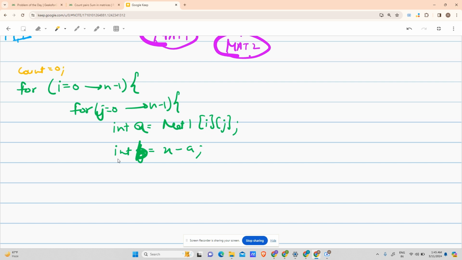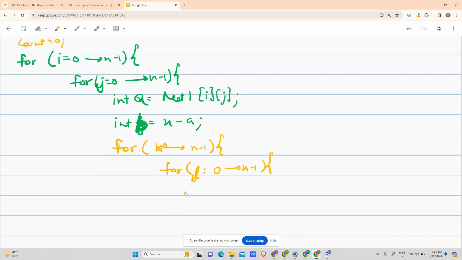Now I will have to traverse matrix 2, for the first time only. Let's say I'm keeping the variables as k going from 0 to n minus 1 for the rows of matrix 2, and l going from 0 to n minus 1 for columns, since j is already used. Now, I can check on the whole matrix, but I can also check that if b is smaller than matrix 2 k l, then there is no way that I can find it above, right? Why? Because matrix 2 is sorted.